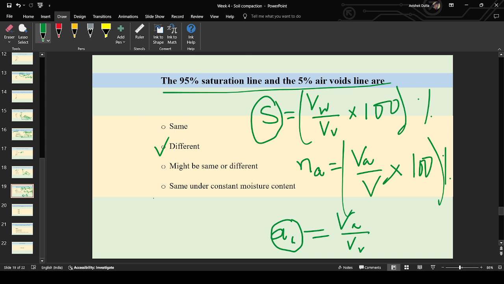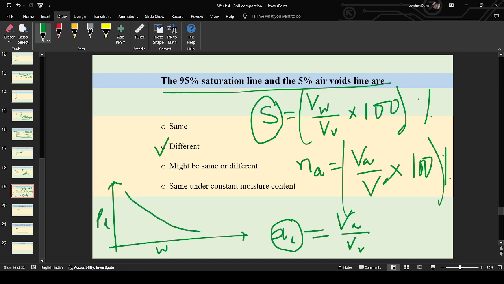Yes. The book which I am referring to has a graph like this. Rho d versus water content, rho d versus moisture content, and this is any one of the theoretical lines, the 95% saturation, 5% air voids line. It is being shown over here like this.